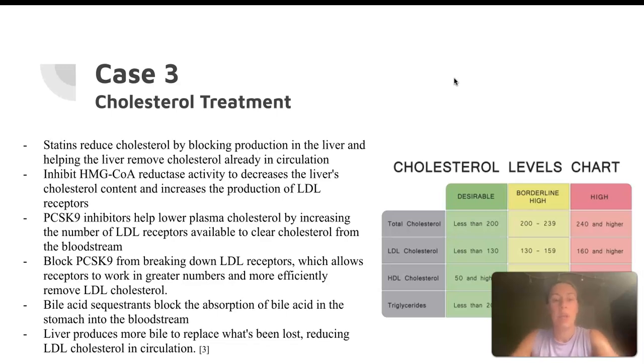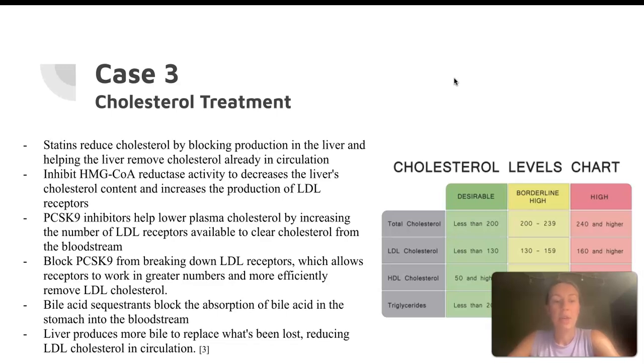PCSK9 inhibitors help lower plasma cholesterol levels by increasing the number of LDL receptors available to clear cholesterol from the bloodstream, and they also block PCSK9 from breaking down LDL receptors. So this allows there to be more healthy available LDL receptors. So again, we can uptake that bad cholesterol more efficiently and have greater numbers of those LDL receptors.